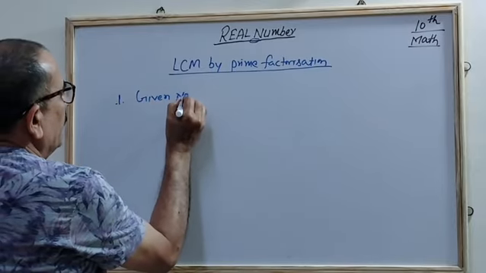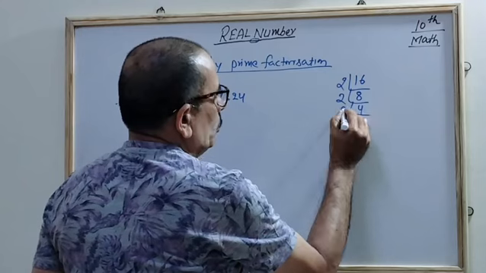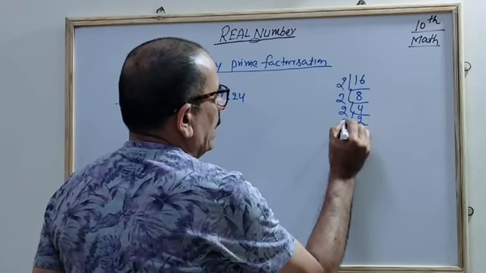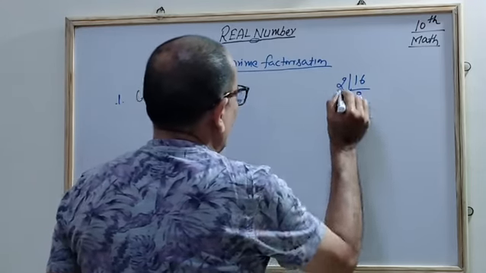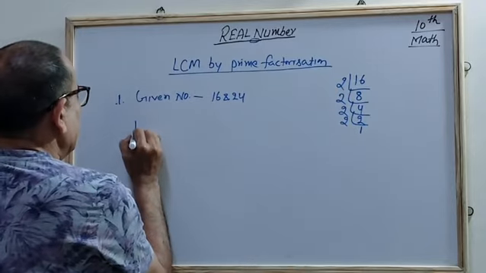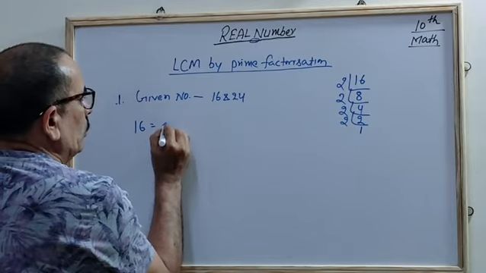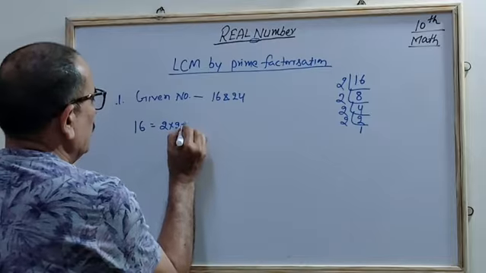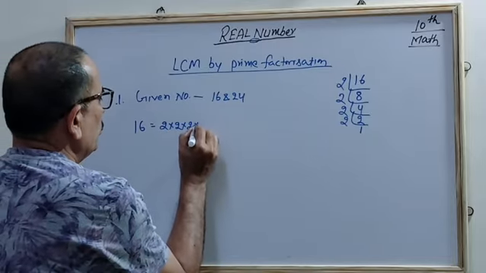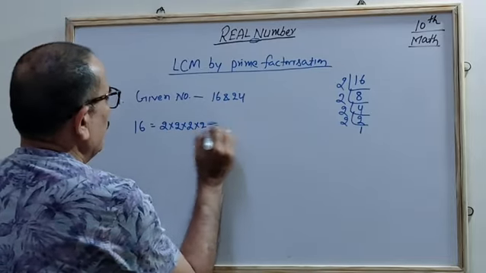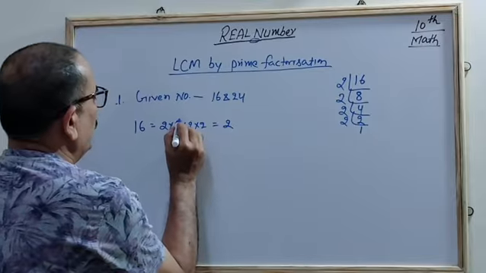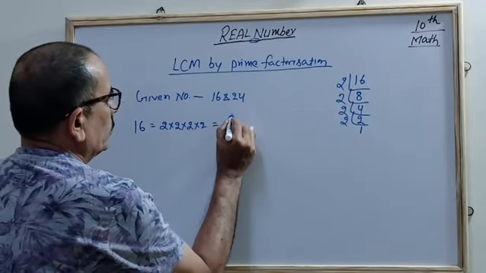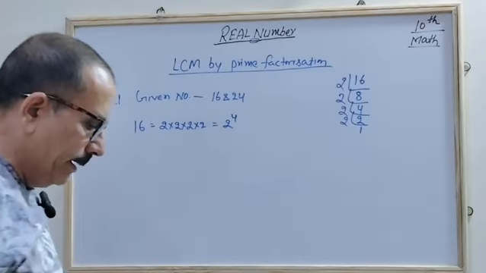What we will do? We will first find the prime factorization of 16. So 2 8s are 16, 2 4s are 8, 2 2s are 4 and 2 1s are 2. So here we get 16 can be written as 2 into 2 into 2 into 2. So in the exponent form we will write 2 to the power 1, 2, 3 and 4. So we will write 2 to the power 4.